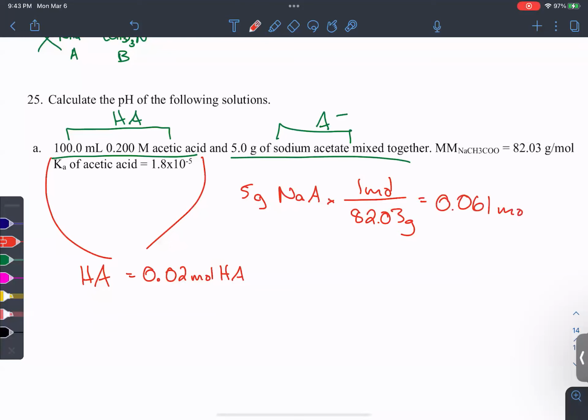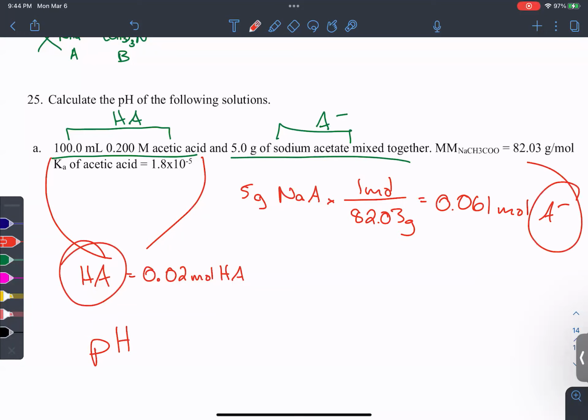0.061 moles of A-. So when I do my pH equation for the Henderson-Hasselbalch, because I have large amounts of HA, I have large amounts of A-. So this is a buffer, Henderson-Hasselbalch equation. So pH equals pKa, and the pKa of acetic acid is 4.74. So I just negative log the Ka value, so 4.74 plus log.